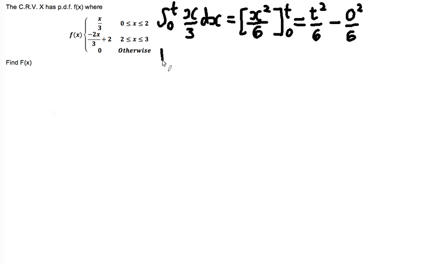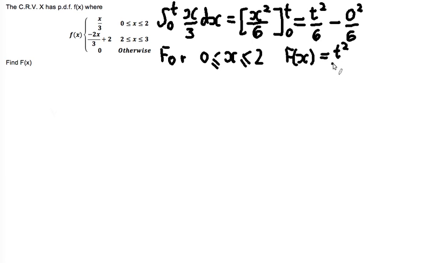So what we end up with is the fact that for the range 0 less than or equal to x less than or equal to 2, F of x is equal to simply t squared over 6. Okay, so that's the first part of our problem done.